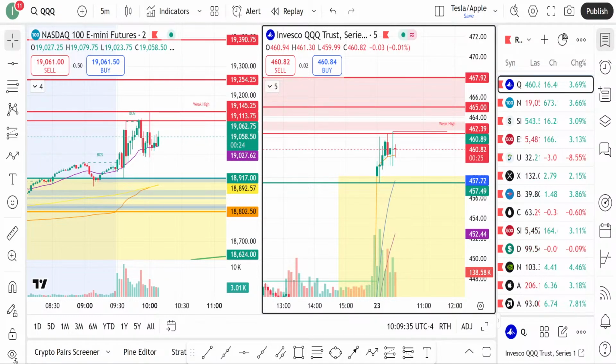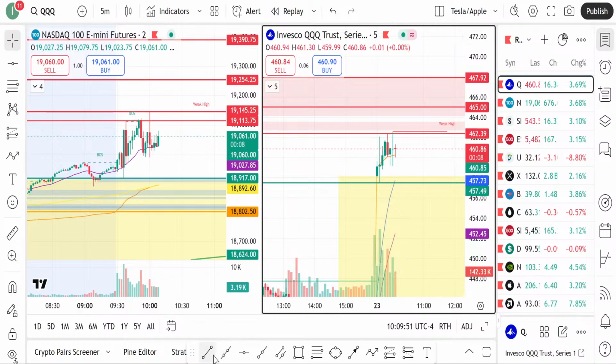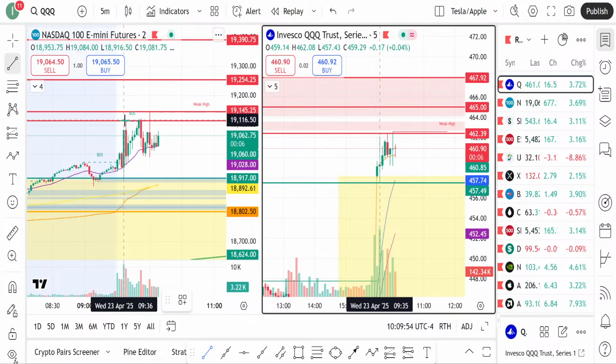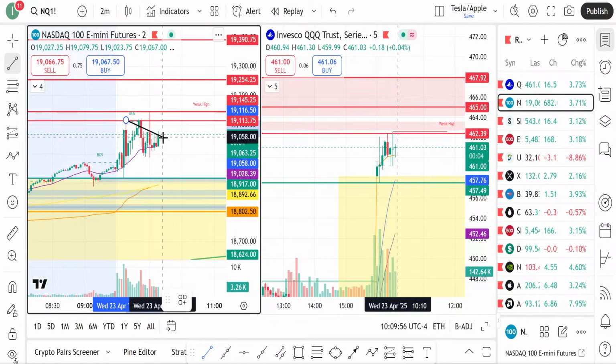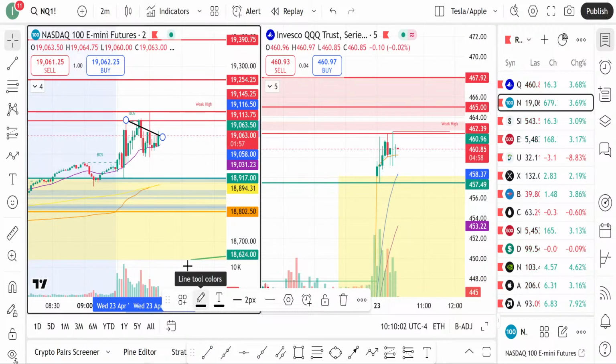Yeah, sellers are attempting to create a lower low, but they have been failing every time. This is probably gonna go back up. I'm seeing that right now. It's starting to become clear that there is possibly a trend line here, a resistance line, and there's probably one here as well.